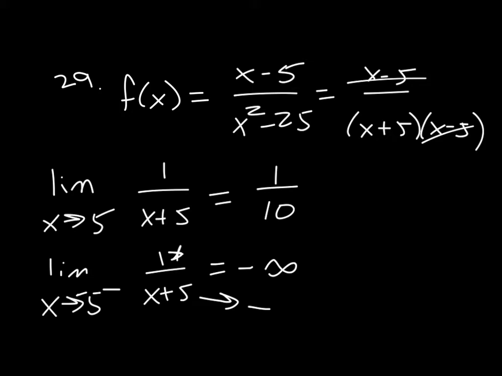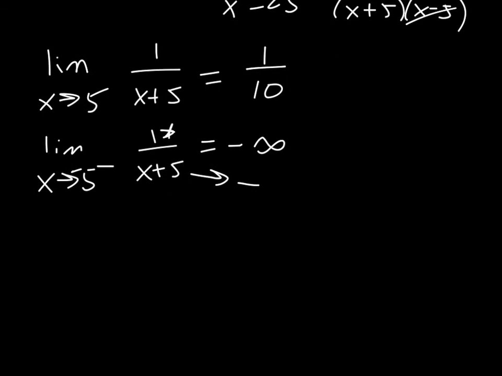And just to finish the thought on this, this one, even though it can't be 5, is not producing a vertical asymptote because it's actually going to 1/10. This one is going to be some kind of vertical asymptote because we've already gone to negative infinity. So is that okay?